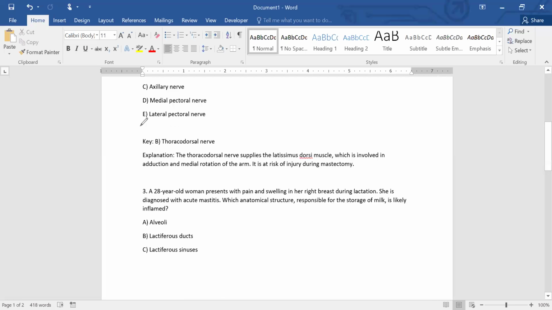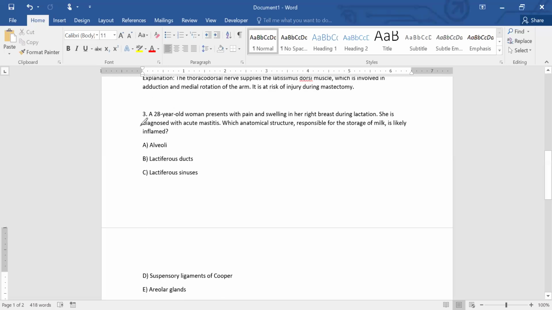So, third question, a 28-year-old woman presents with pain and swelling in the right breast during lactation. She is diagnosed with acute mastitis. Now, this is a different scenario presenting with an infection in the breast, acute mastitis. Which anatomical structure responsible for storage of milk is likely to be inflamed?